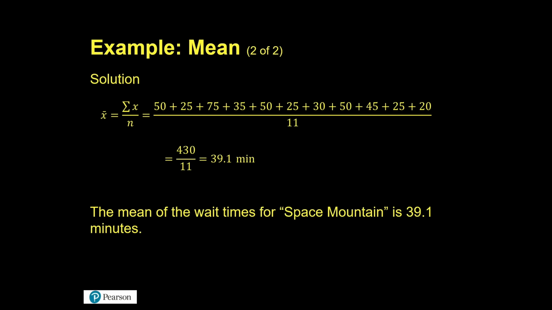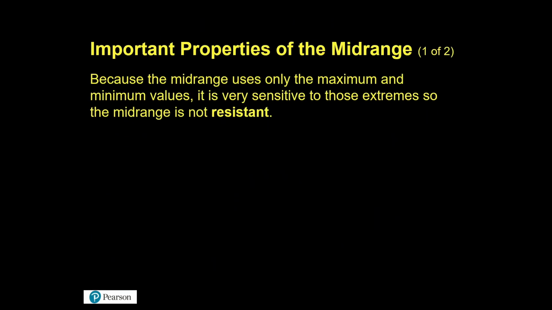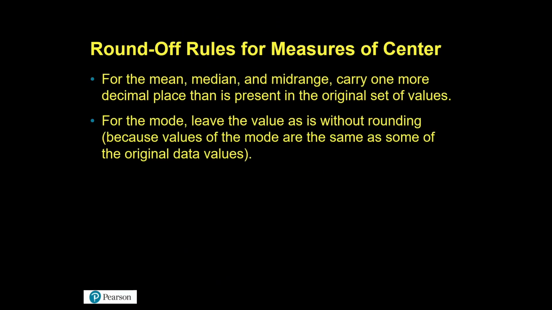So why did they round it to 1 decimal place? Well, there's actually what's called a round-off rule way later in these slides that I wanted to just talk about while we're thinking about it. So in this slide, we can see that the round-off rule for measures of center, remember what we're learning about here are measures of center. For the mean, median, and mid-range, you're supposed to carry 1 more decimal place than is present in the original set of values. Okay, so 1 more decimal place than is present in the original set of values.